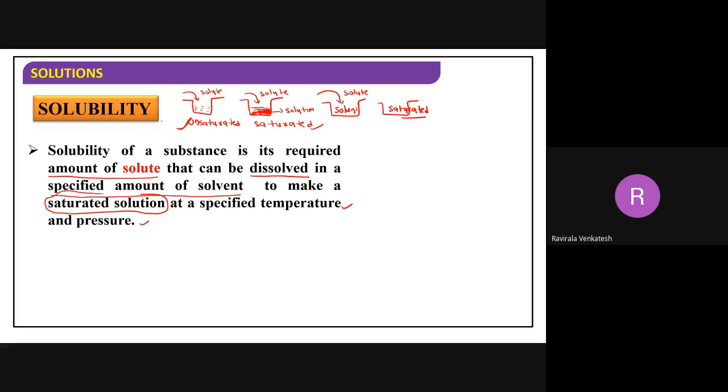Unsaturation means we can add more solute to get the solution, right? But what is a saturated solution? When you add a further amount of solute, it gives precipitation. So that is called saturation. What I mean to say is how much solute you add to a specific amount of solvent to make the solution saturated. That means further solute you can't add here. The maximum amount of solute we can add to a solvent to give a saturated solution is called solubility. So you may get a 1 mark question, what is the meaning of solubility? Just write a definition in your own words like this.